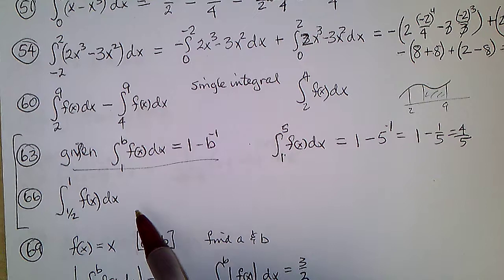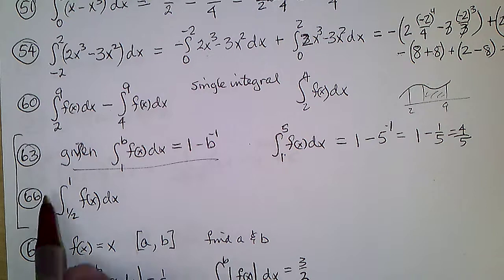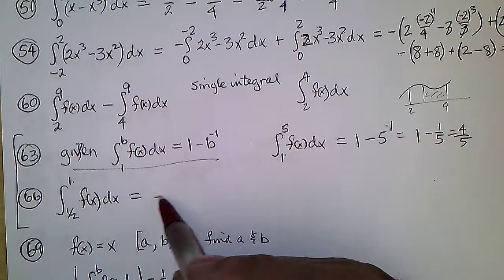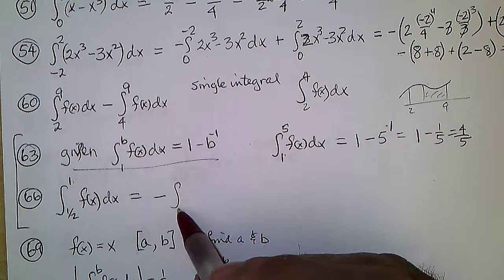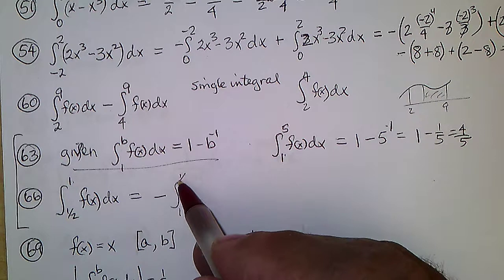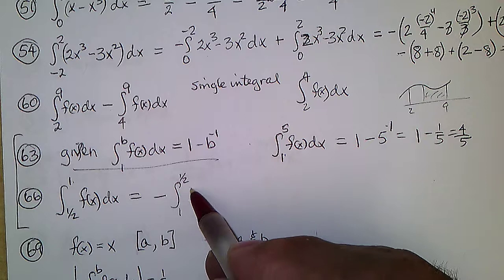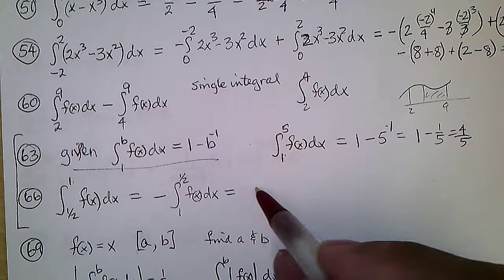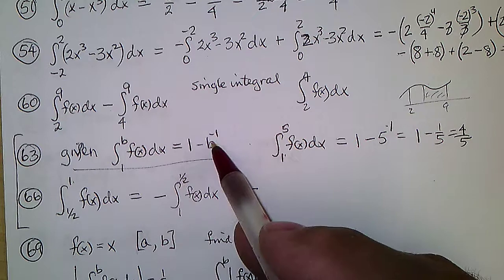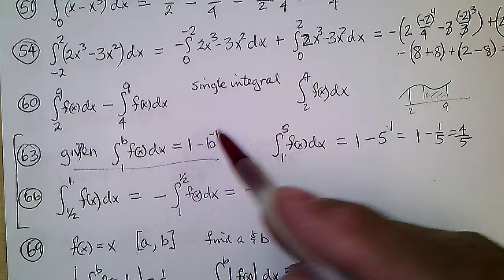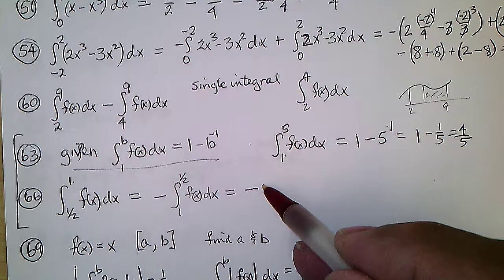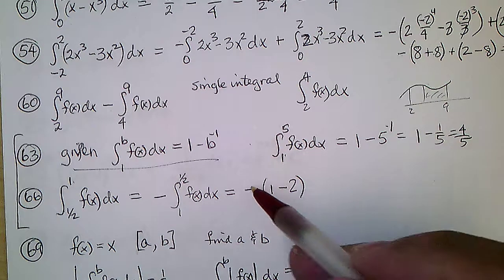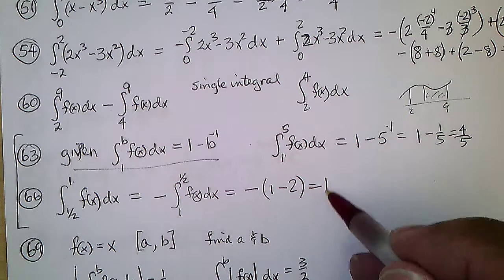4/5. And for this one, we want it to go from 1 to something, so we turn it around, so it'd be the negative of the integral from 1 to half of f of x dx, and this is negative, and we put a half in here, and we get half to the negative 1 is 2. 1 minus 2, that's minus 1, times a minus is 1.